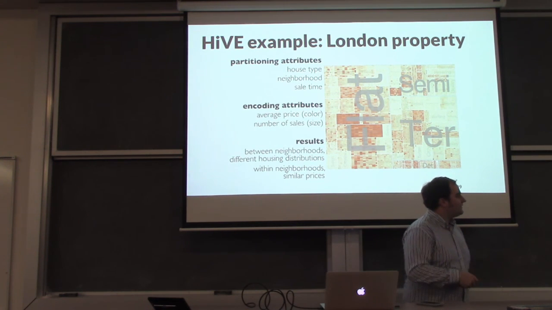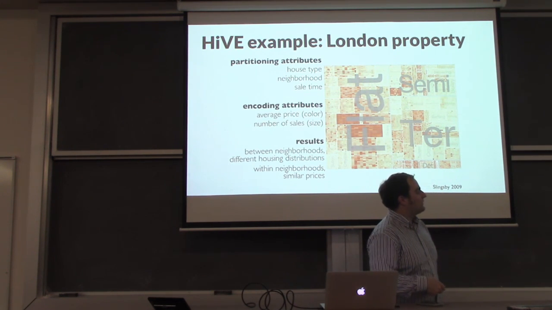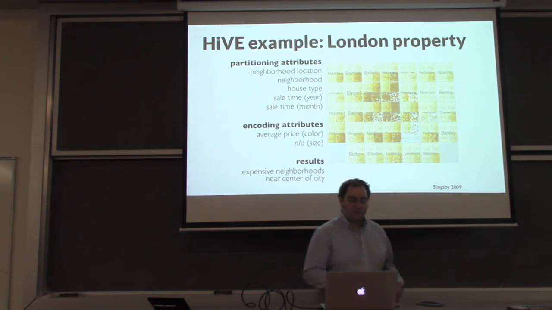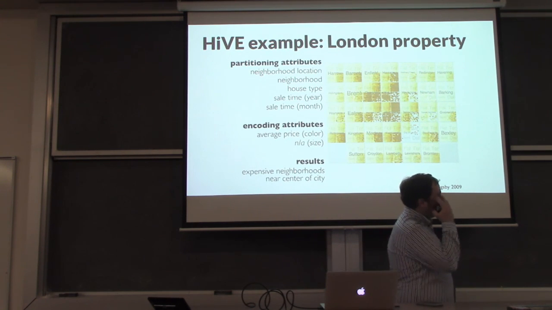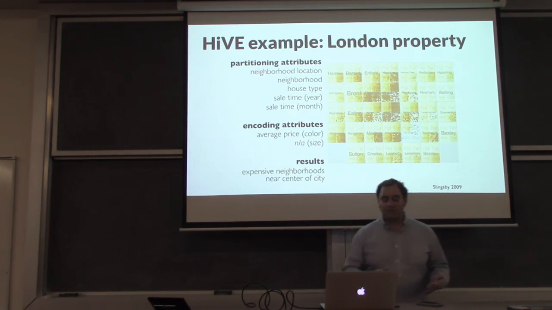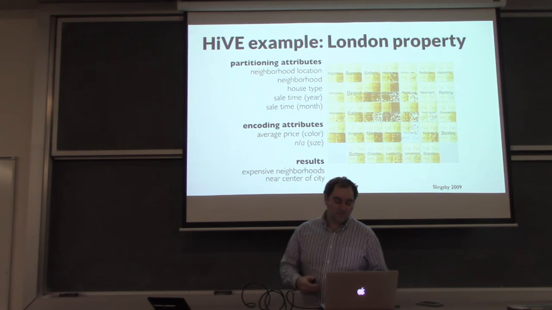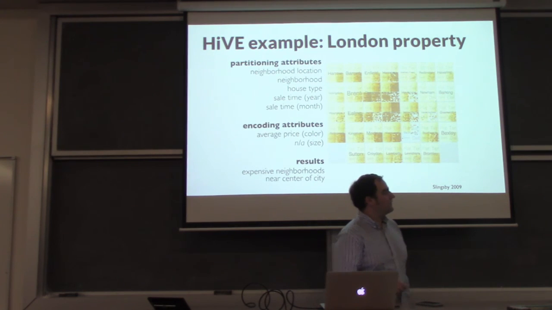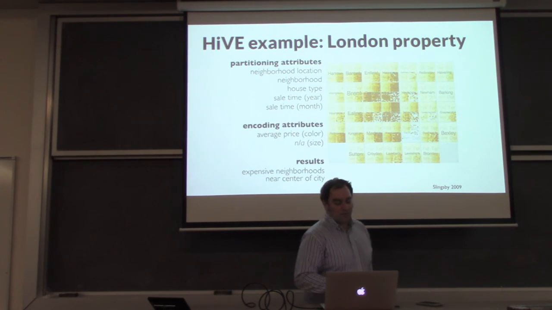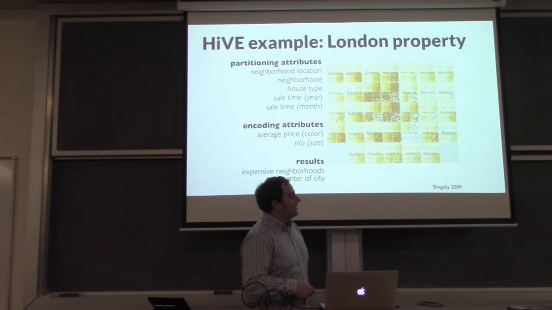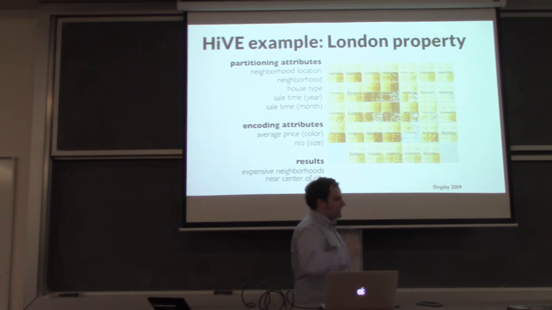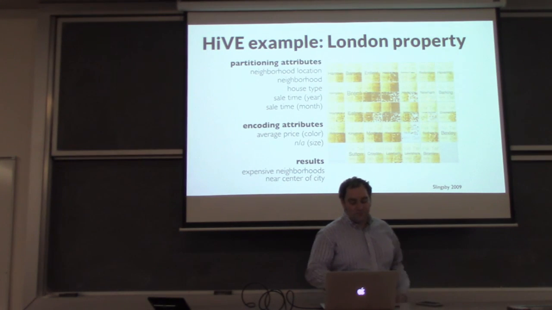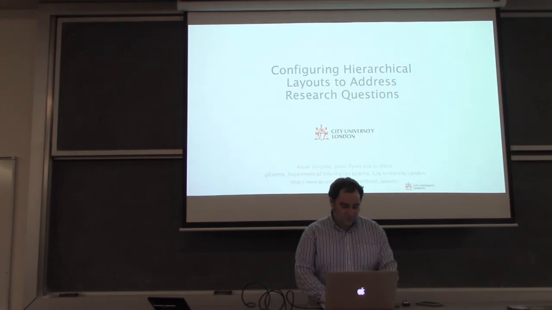Here you can easily compare the different housing distribution between neighborhoods, and within neighborhoods similar prices. You could also completely change this partitioning. Here we're partitioning first by neighborhood location, then by neighborhood, then by house type, then by sale time, sorting by sale time, and then year, and then sorting by sale time month. We encode average price in color, and the size is uniform for each sale. Here you can clearly see that expensive neighborhoods are near the center of the city. And all of this is a lot more impressive.